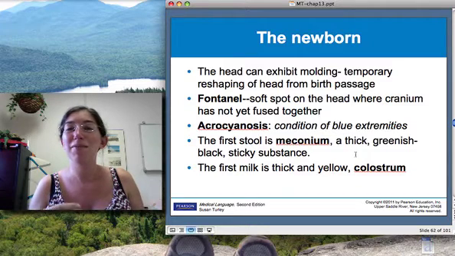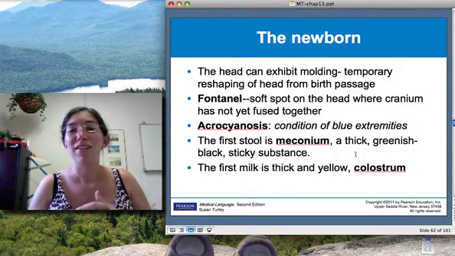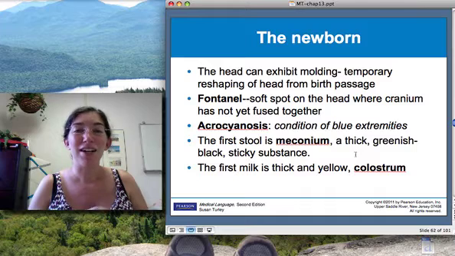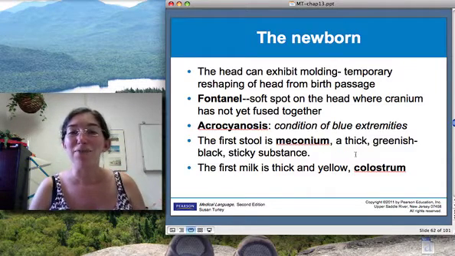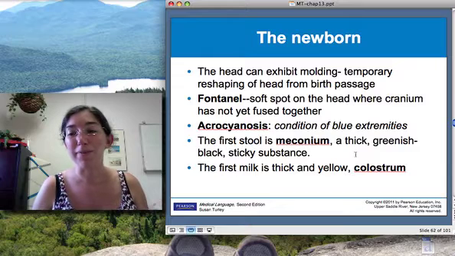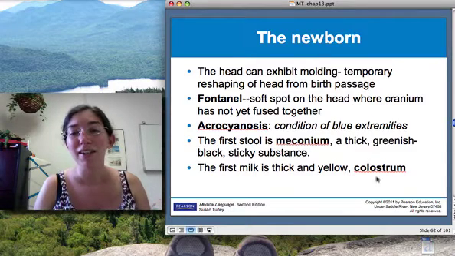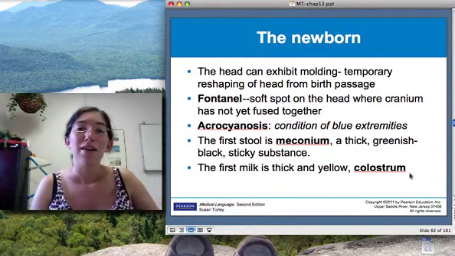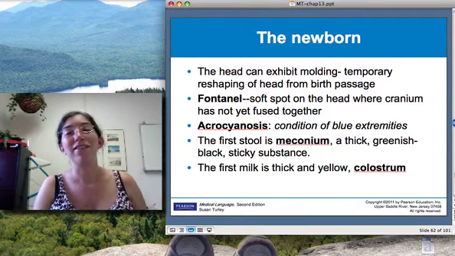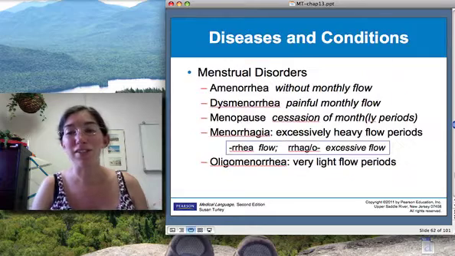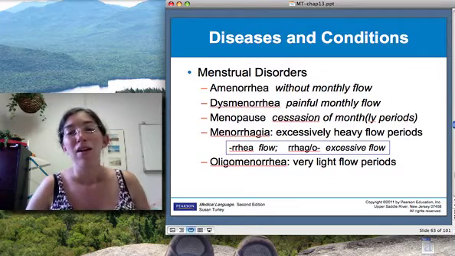So the meconium has this interesting and unique texture because of the unique diet of a developing fetus and a newborn. And then the stools change as they get used to a breast milk diet, and then they change again after they start eating solid foods.